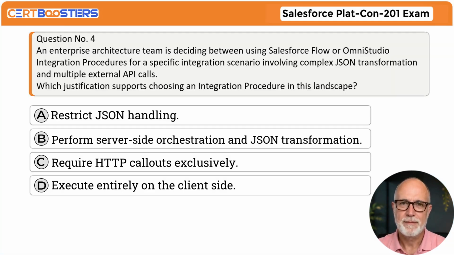Question number 4. An enterprise architecture team is deciding between using Salesforce Flow or OmniStudio integration procedures for a specific integration scenario involving complex JSON transformation and multiple external API calls. Which justification supports choosing an integration procedure in this landscape? A. Restrict JSON handling. B. Perform server-side orchestration and JSON transformation. C. Require HTTP callouts exclusively. D. Execute entirely on the client side.